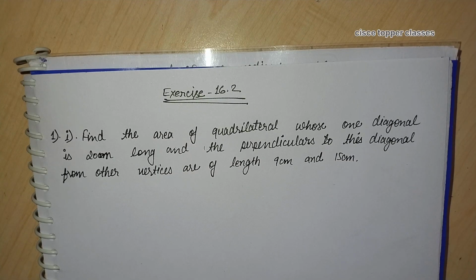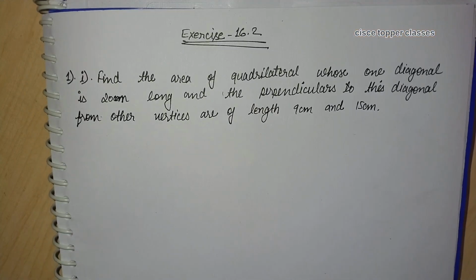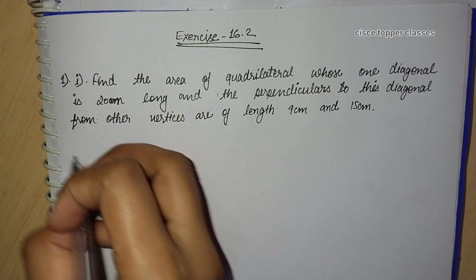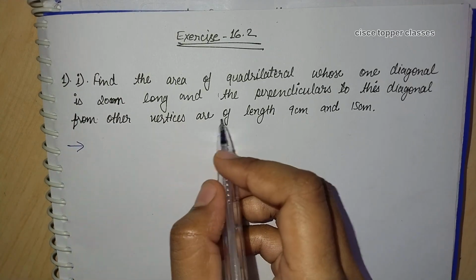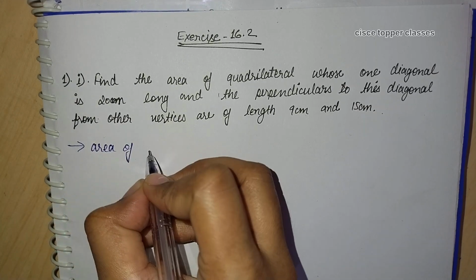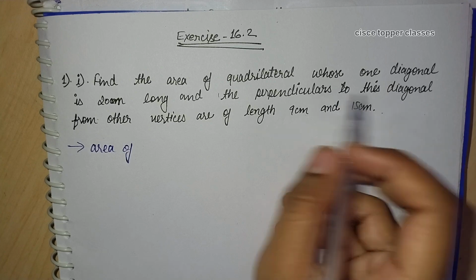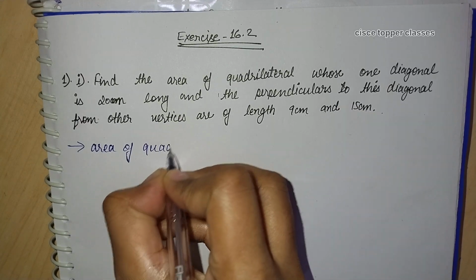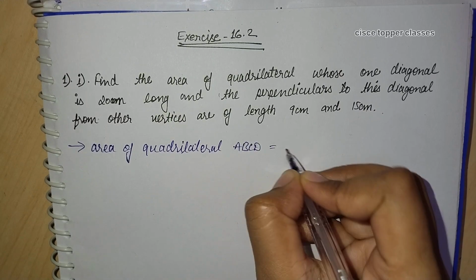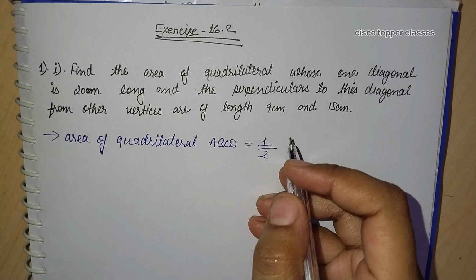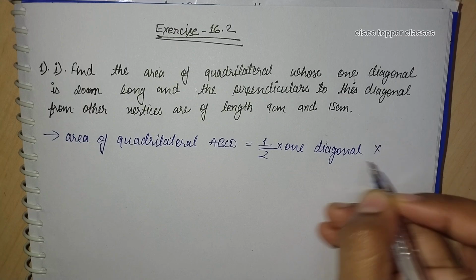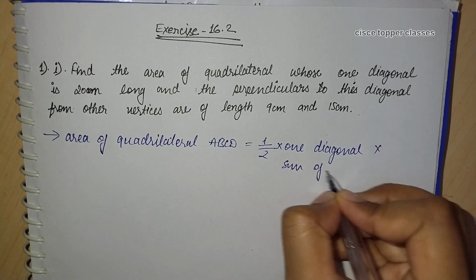Let us solve Exercise 16.2, first question. The first part: we have to find the area of a quadrilateral whose one diagonal is 20 cm long and the perpendiculars to this diagonal from the other vertices are of length 9 cm and 15 cm. We know the formula for the area of a quadrilateral when the diagonal and the perpendiculars to it are given. Let this quadrilateral be ABCD. Area is 1 by 2 into one diagonal into the sum of lengths of perpendiculars.